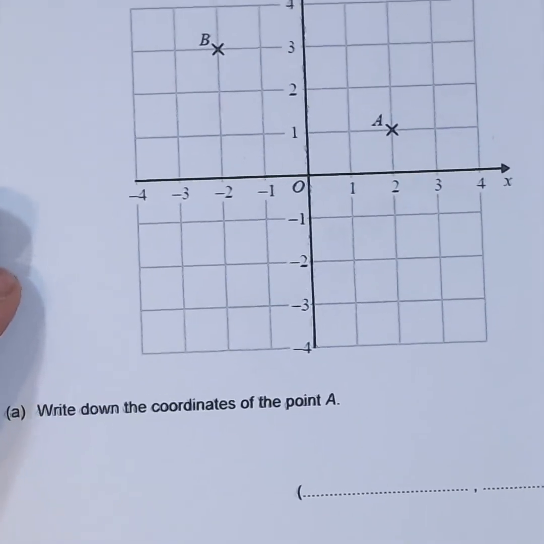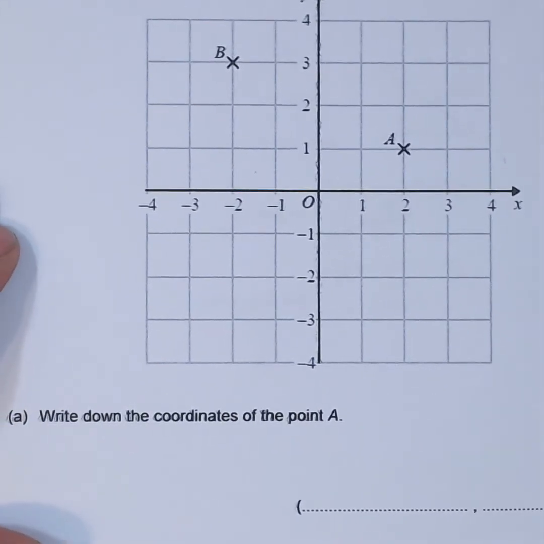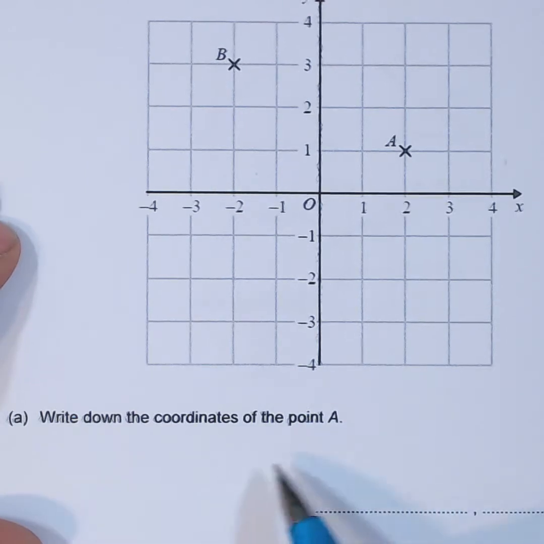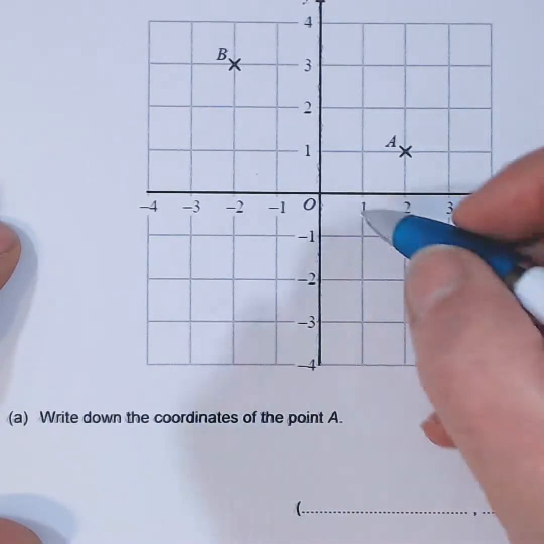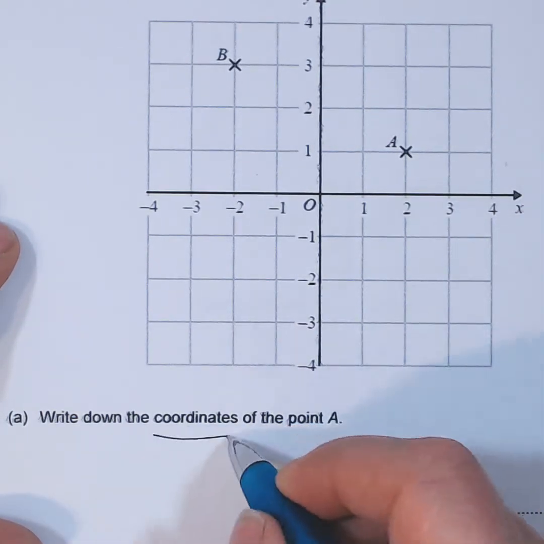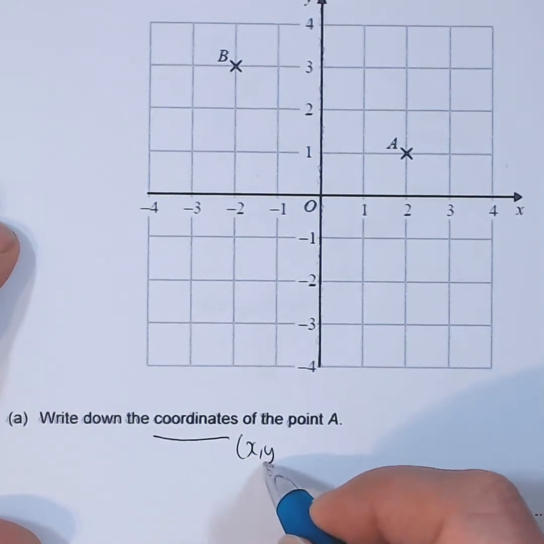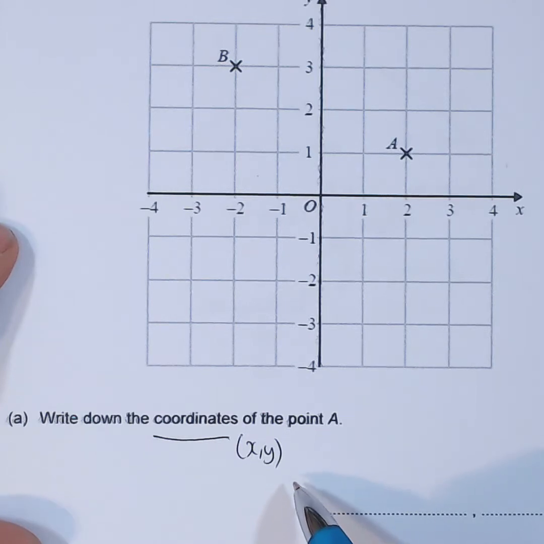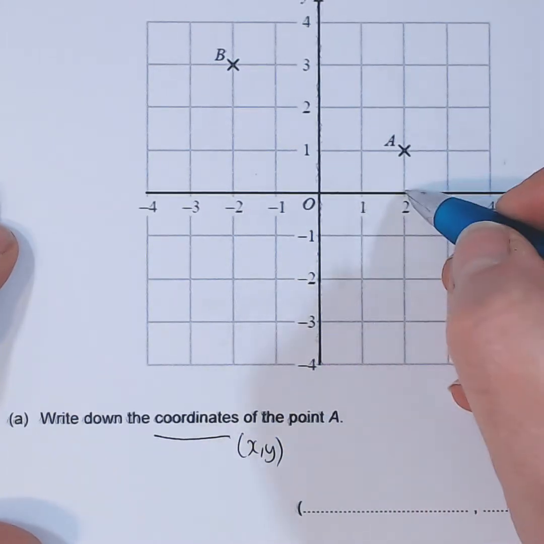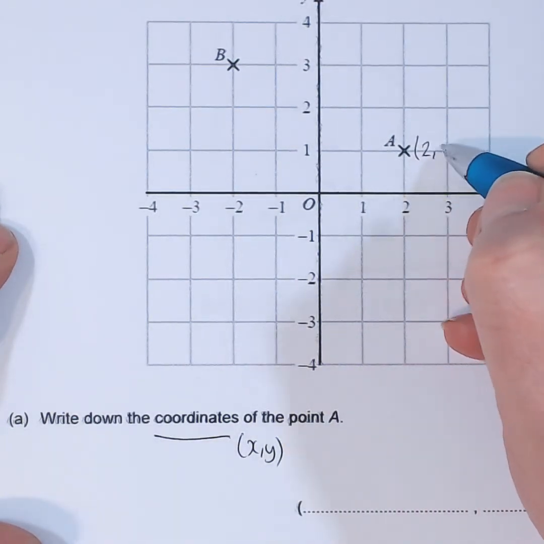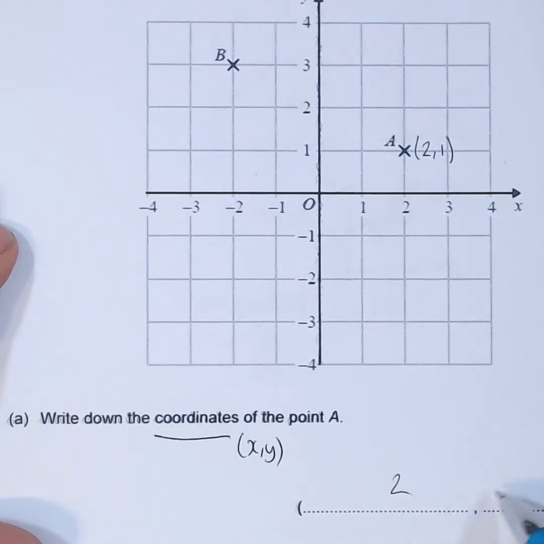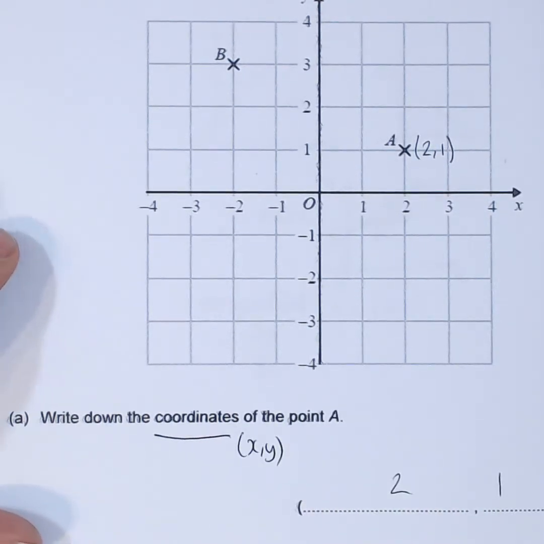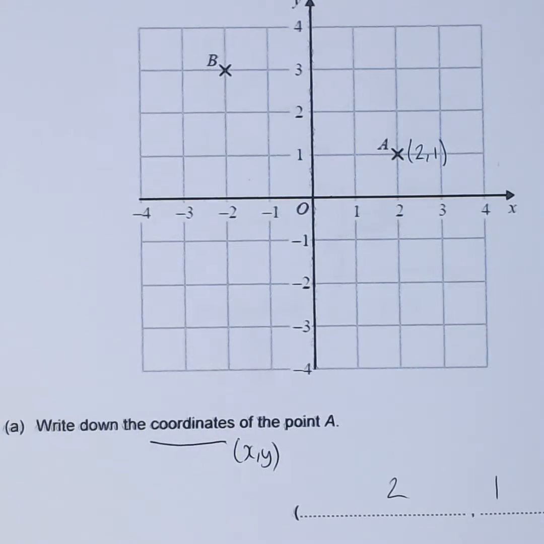Okay, so it starts off fairly straightforward. We've got a graph here. They want you to write down the coordinates of the point A, so we remember that coordinate. So as soon as we see that keyword, we should be thinking we need two numbers, how far across we've gone on the x-axis and how far up or down we've gone on the y-axis. And in this case we've gone across 2 and up 1, so we can see that that coordinate would be 2, 1.